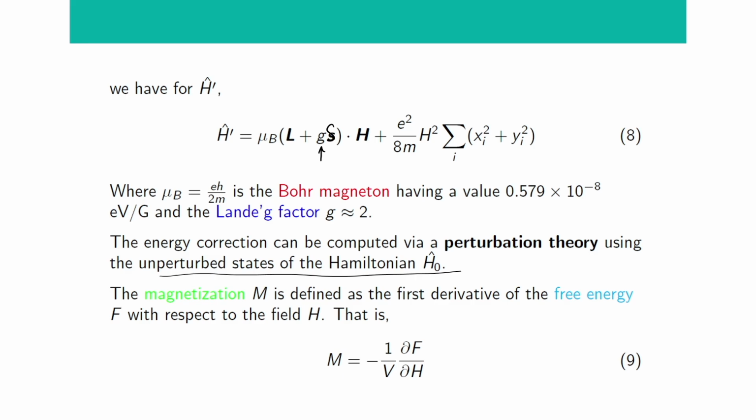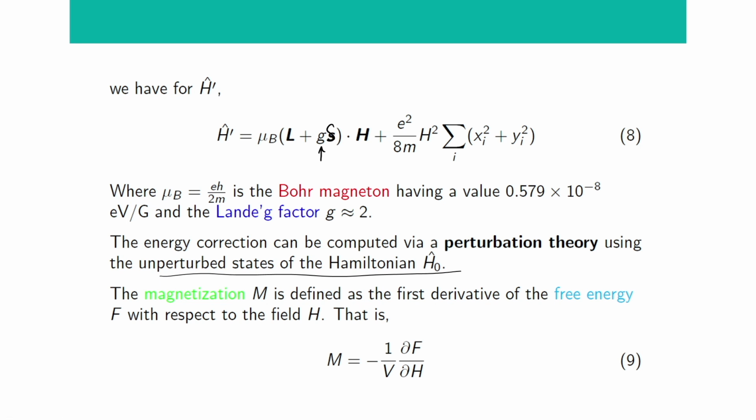We just talk about correction in energy because that is what we need. And after that, the magnetization will be defined by the derivative of the free energy with respect to H, the magnetic field H. So, it is del F del H.